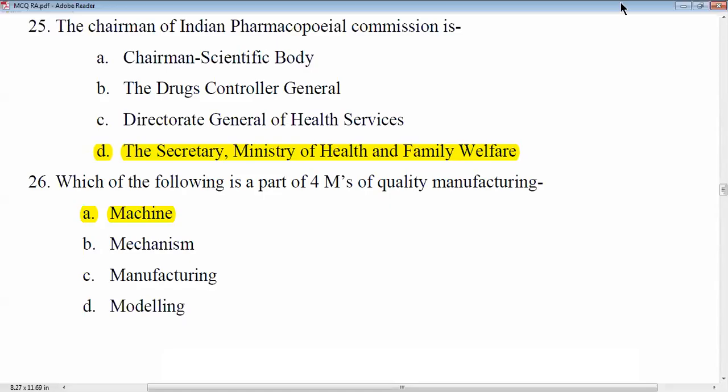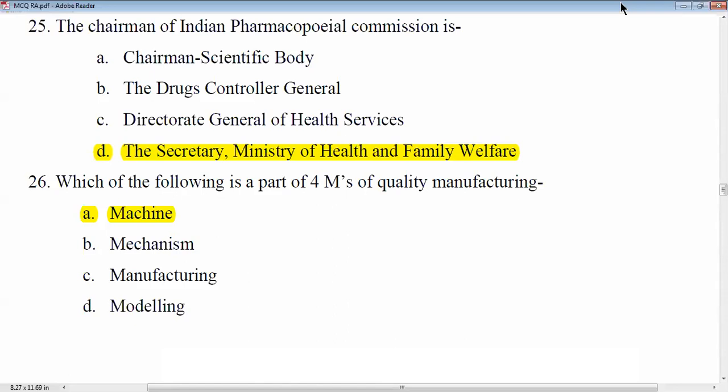So today let's continue with the last lecture. In the last lecture, we were on to the 25th multiple choice question. The 25th multiple choice question was: the chairman of Indian Pharmacopoeia Commission is.